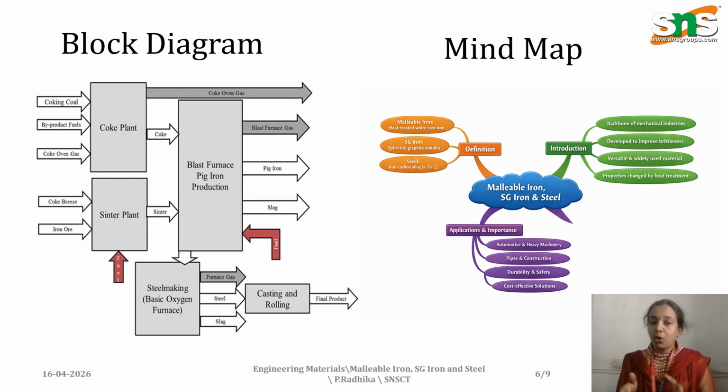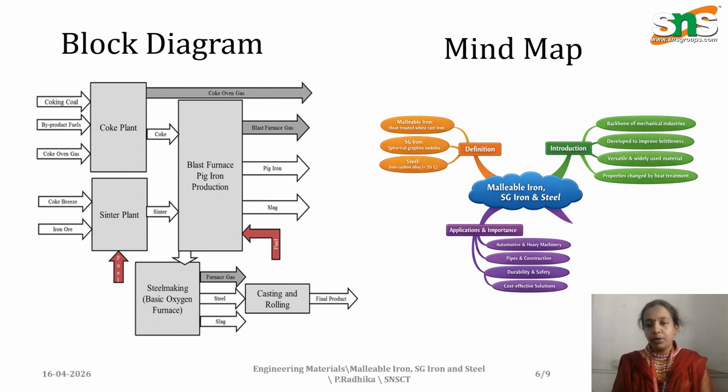Here we have the block diagram of the malleable iron and the steel iron. Here we have a coke plant and a sinter plant. All these have inputs like coal, fuel, gas, and ore. All these are processed inside, and finally, after the furnacing process, after the heating process, we have the final output called iron. That is how we develop the iron.